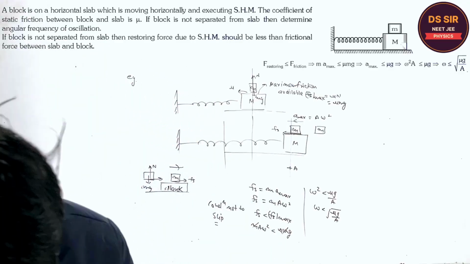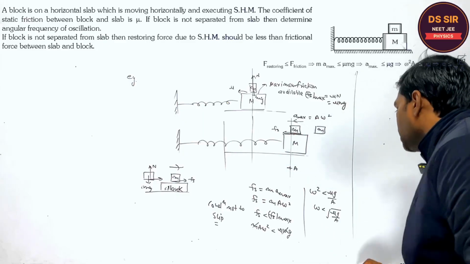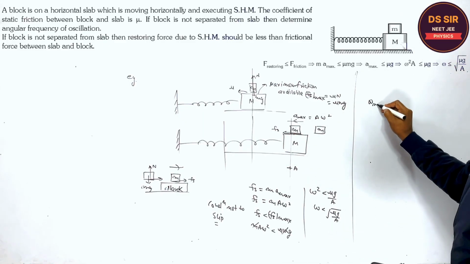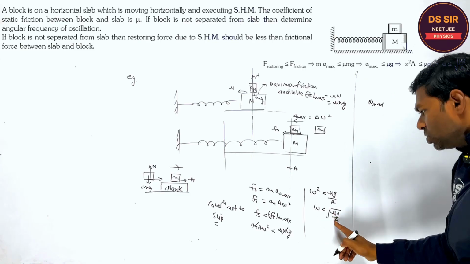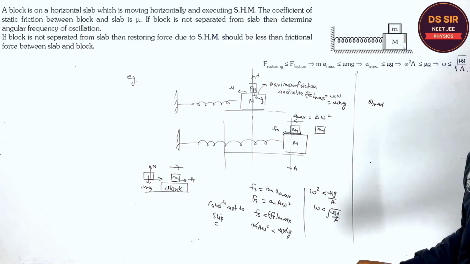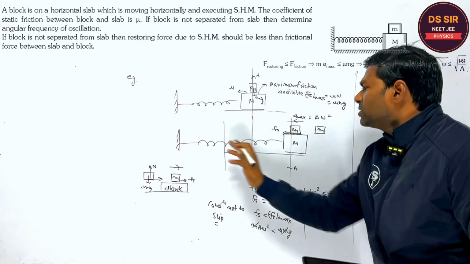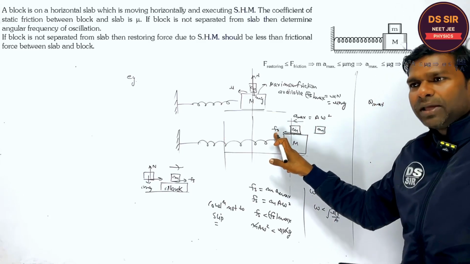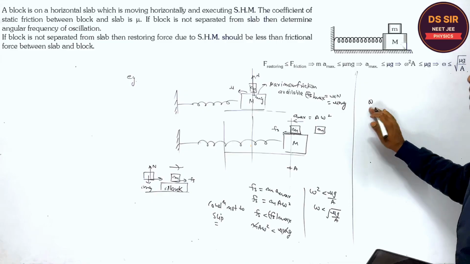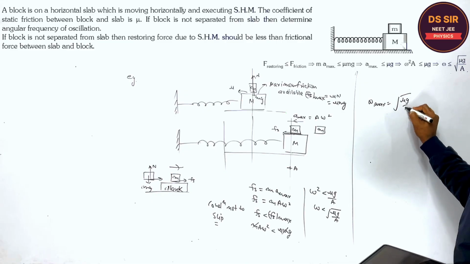Or let me check what is given. Okay, so this must be the angular frequency. So this is the maximum frequency. The frequency should be less than this. Less than this means below this every frequency is possible, right above this no frequency is possible. If the frequency is increased, the required friction will be more than the available friction and the block will slip. So the maximum allowable frequency is root over mu g by a.